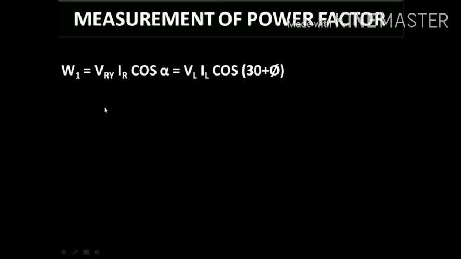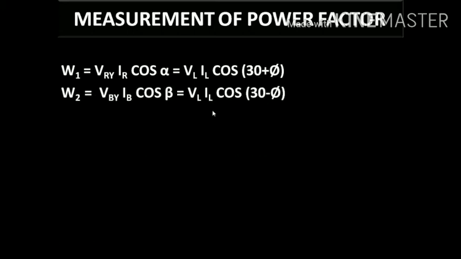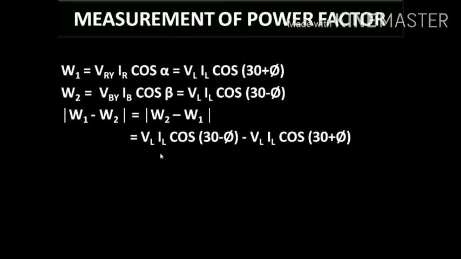As we know, W1 is equal to VI cos of the angle, that is VRY into IR into cosine of the angle between these two, that is alpha. Again it is equal to VL into IL into cos(30 plus phi). Then W2 is equal to VL into IL into cosine of the angle (30 minus phi). So here we can consider the difference between the two wattmeter readings W1 and W2. Mod of W1 minus W2 is equal to mod of W2 minus W1.